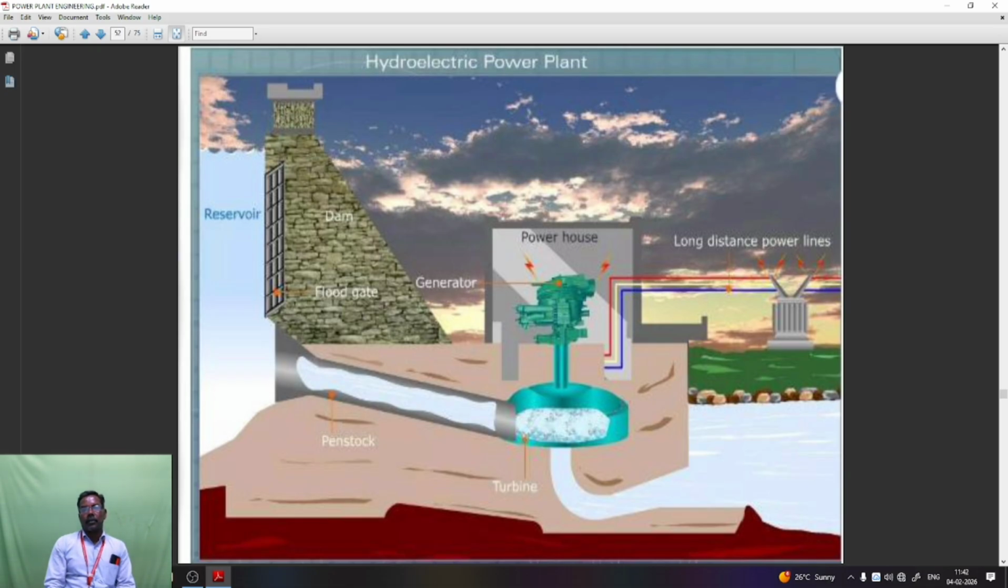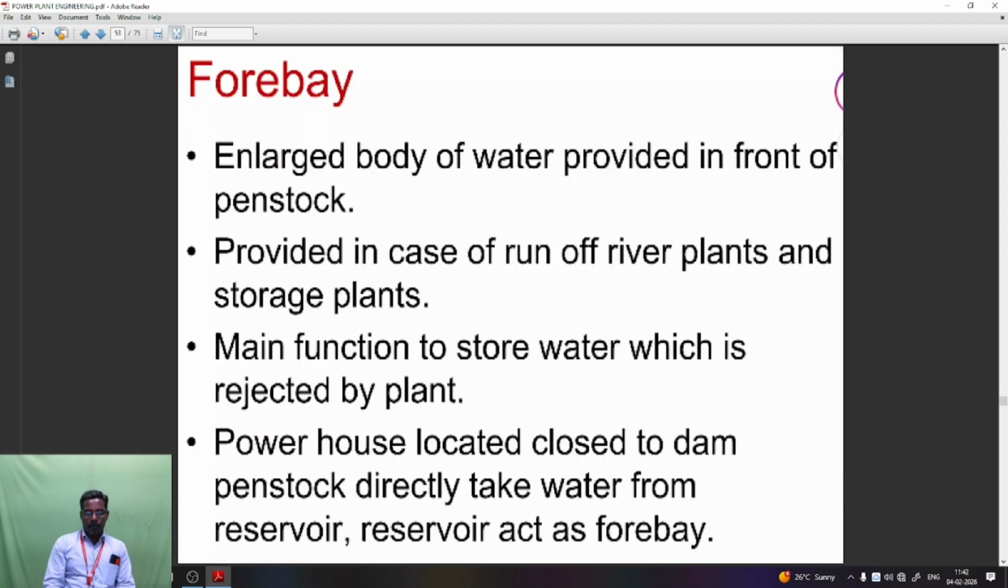This is the full view of hydroelectric power plants. Forebay: an enlarged body of water provided in front of the penstock, provided in case of run-of-river plants and storage plants. Its main function is to store water which is rejected by the plant. Powerhouse located close to the dam, penstock directly takes water from the reservoir, and the reservoir acts as the forebay.